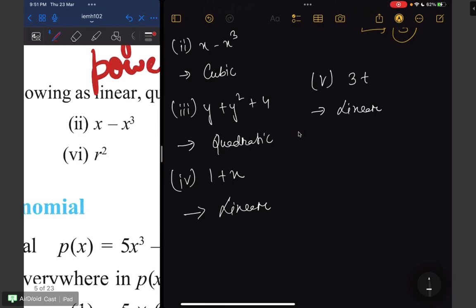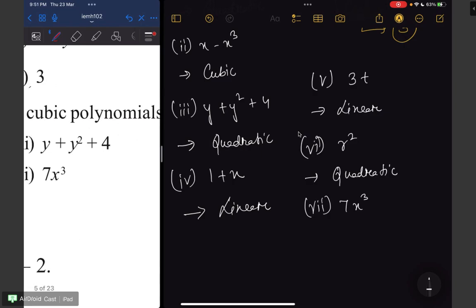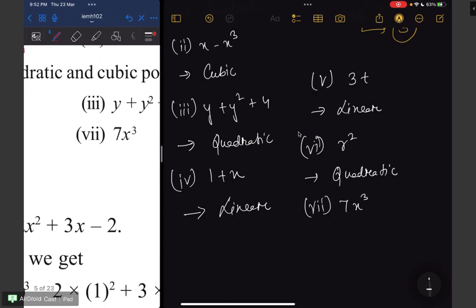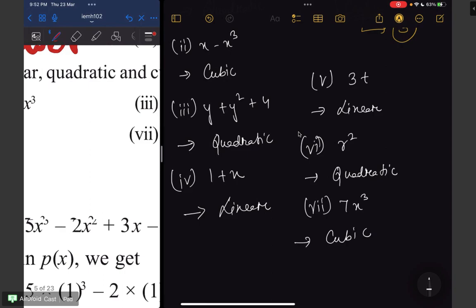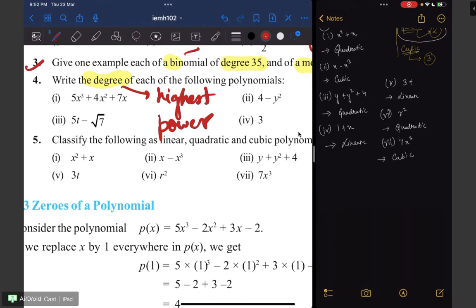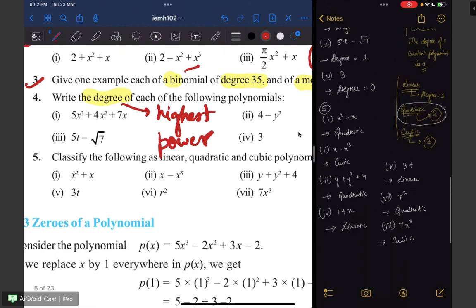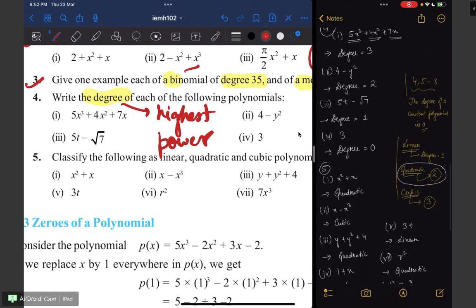Let's go to question number 6. It is r square. The degree is 2. Therefore, this polynomial is called what? It is called a quadratic polynomial. Question number 7. We have 7x cube. What is the degree? The degree is 3. Therefore, it is known as a cubic polynomial. So, again I am saying if the degree is 1, it is known as a linear polynomial. If it is 2, it is a quadratic polynomial. And if it is 3, it is known as a cubic polynomial.